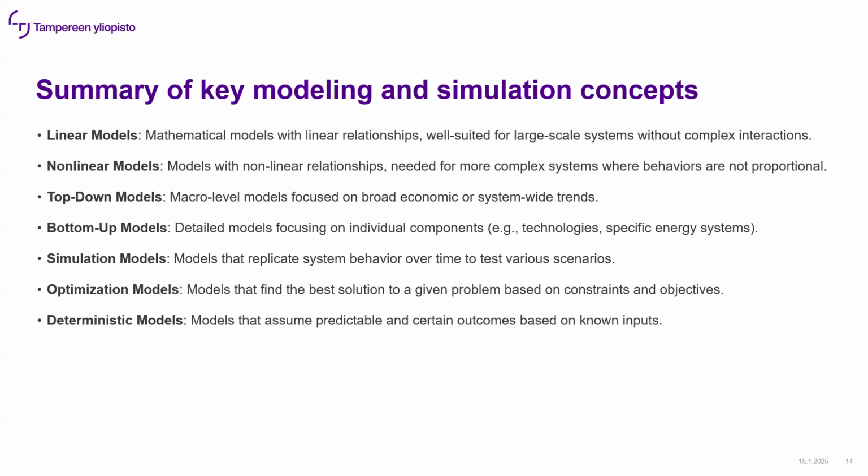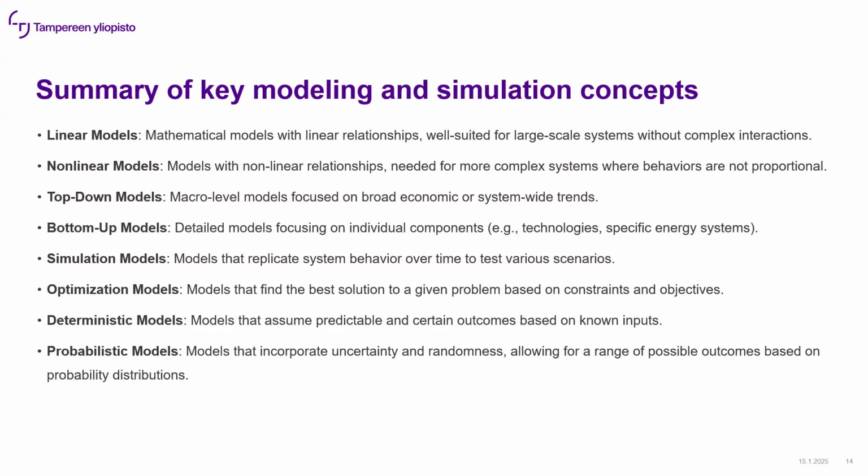Deterministic models, models that assume predictable and certain outcomes based on known inputs. So the inputs are always the same, and there are no probability functions within the model. Vice versa, the probabilistic, the stochastic models, they take into account the fact that there is uncertainty, for example, in the initial values. So then your output is changed based on that. So there is randomness in the model.